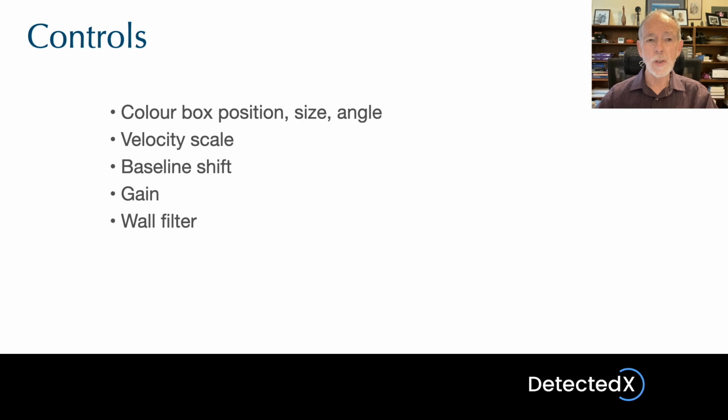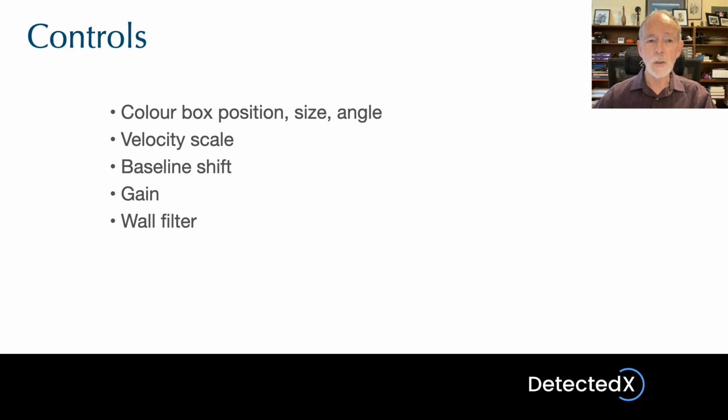So what controls do you have? Well, you have to set the color box position and its size and the steering angle of the beam, at least for linear probes. You have control over the velocity scale, so you can increase and decrease the velocity scale just as you can in pulse Doppler, and this is going to change the range of velocities or Doppler shift values that can be accurately displayed. You can shift the baseline, as I mentioned earlier.